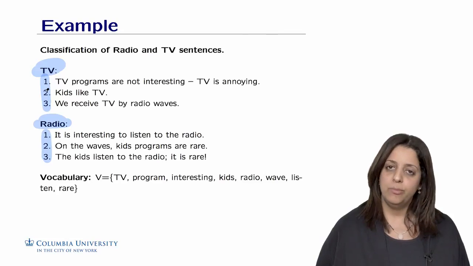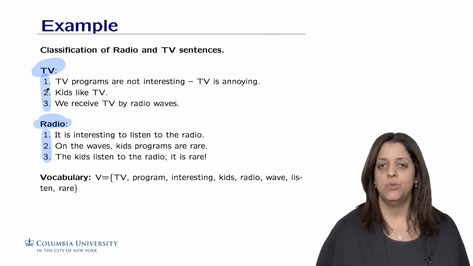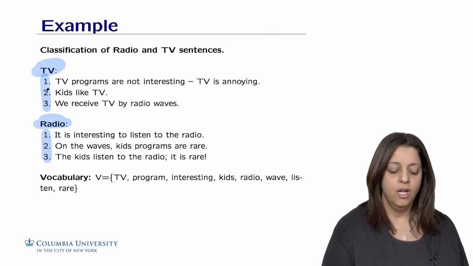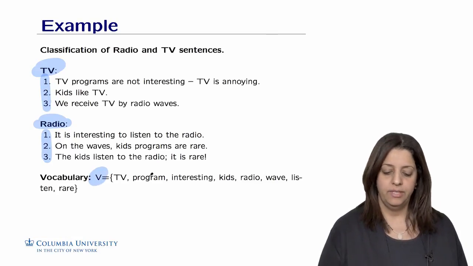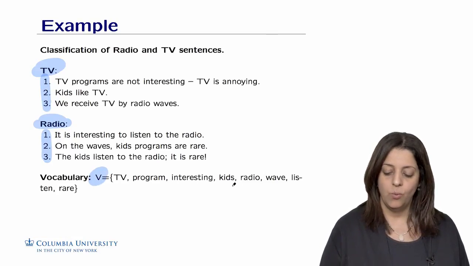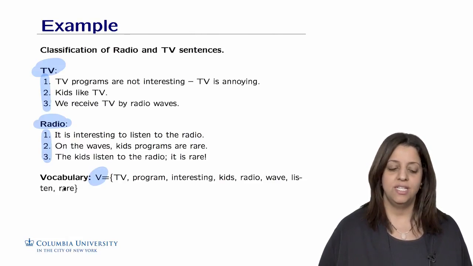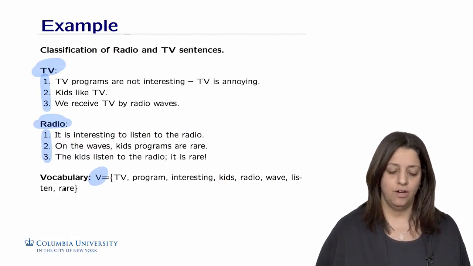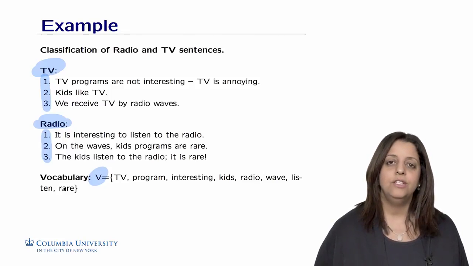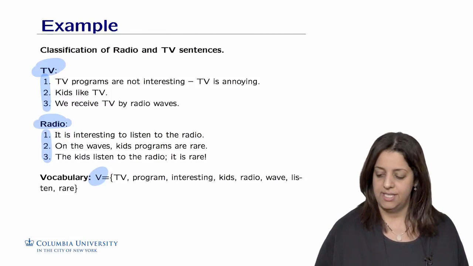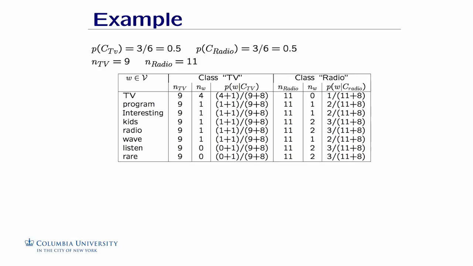Okay? So I'm going to build the vocabulary. Only the pertinent words will go into the set. So the vocabulary V will be equal to TV, program, interesting, kids, radio, wave, listen, and finally rare. Those are the most important words in this full corpus of text. So we're going to use the first algorithm to calculate the probability of each class, but also the probability of each word in the classes. This table summarizes the probability of the priors and also the probability of each word in the corpus.